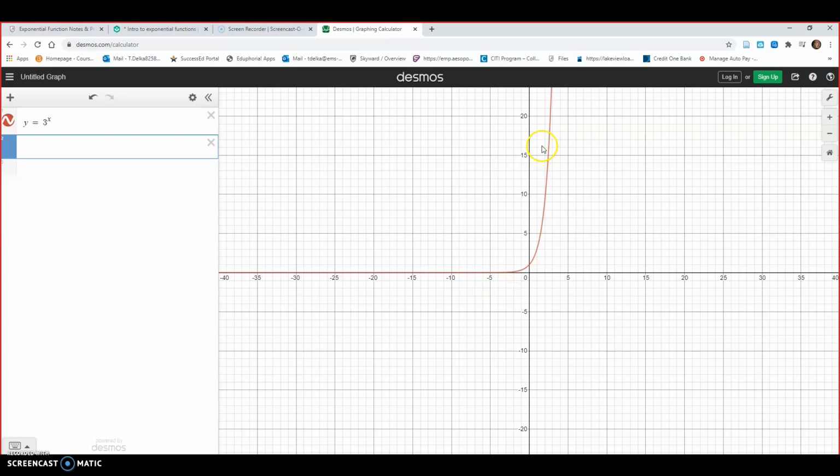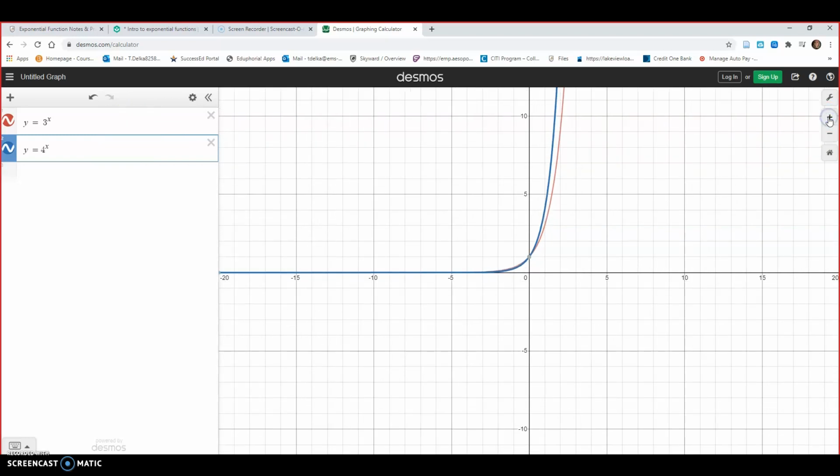This is an exponential, and as I go, let's do y equals 4 to the x power and see what that looks like compared to 3 to the x power. The great thing about Desmos is it color coordinates too. So you see red is the first equation, blue is the second equation.